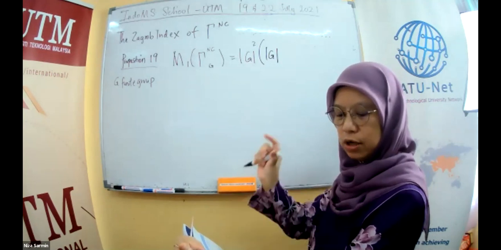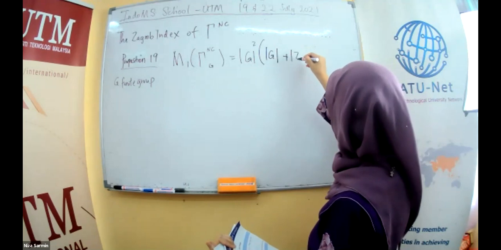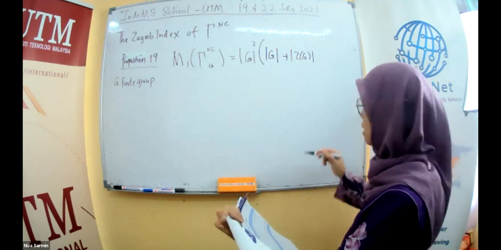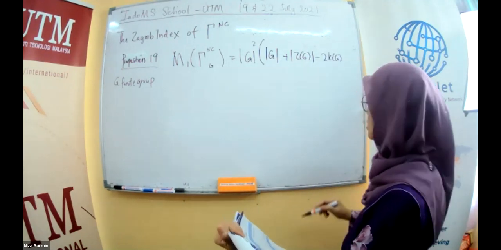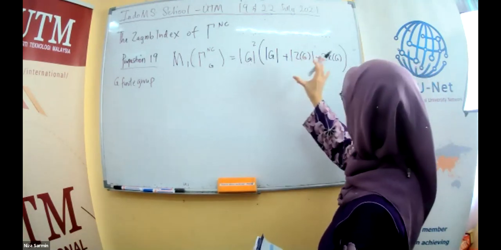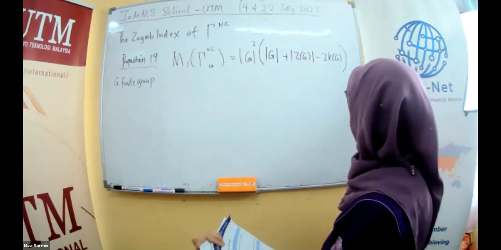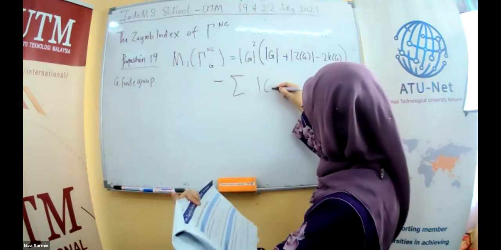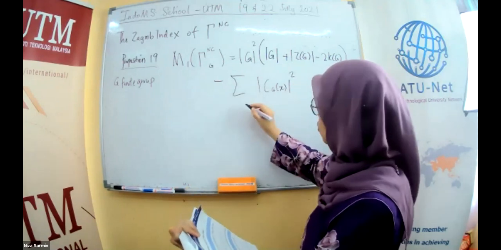Okay, so the order of G squared times the order of G plus the order of the center, minus 2 times the number of conjugacy classes. Then minus the order of the centralizer squared.